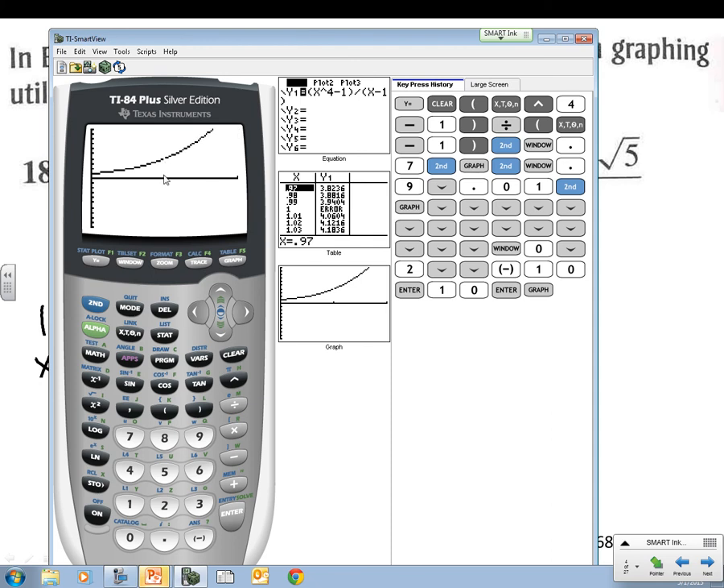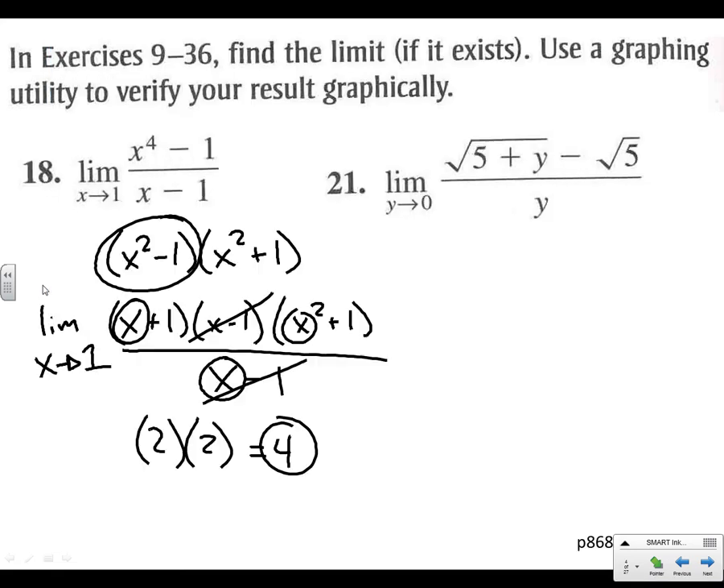So here's 2. I can hit the trace button. I'm sorry, there's 1. Remember, when x is 1, y is not going to work. There's a hole there. We can't have 1 in the denominator. But on either side, 3.8, 4.1, yep, we're definitely approaching 4 from both sides. It's continuous here, except for when x is 1. Alright, good.